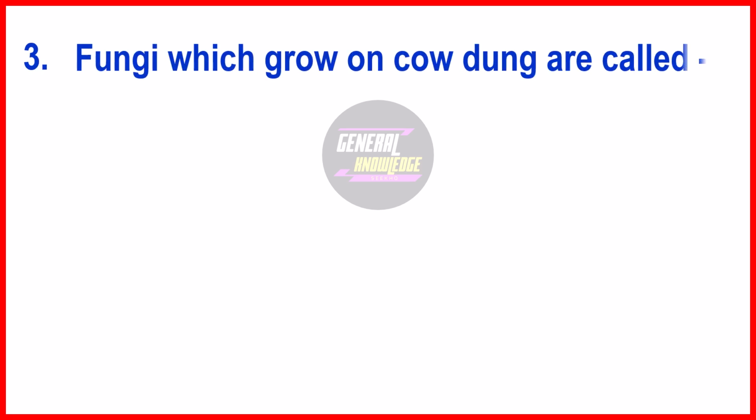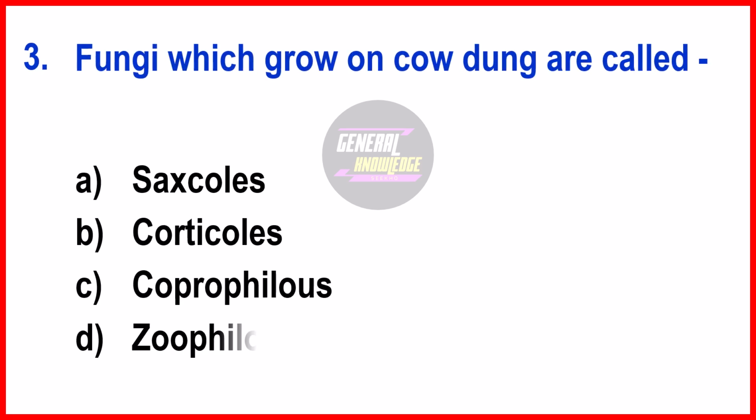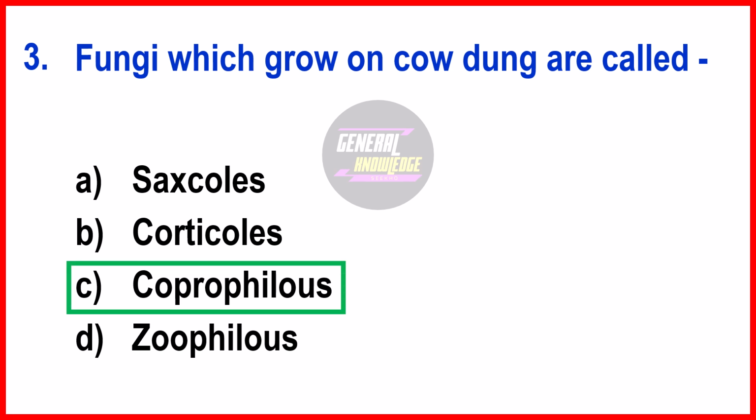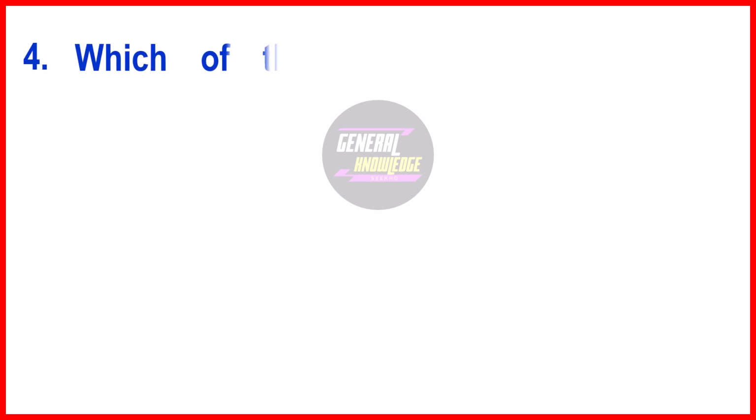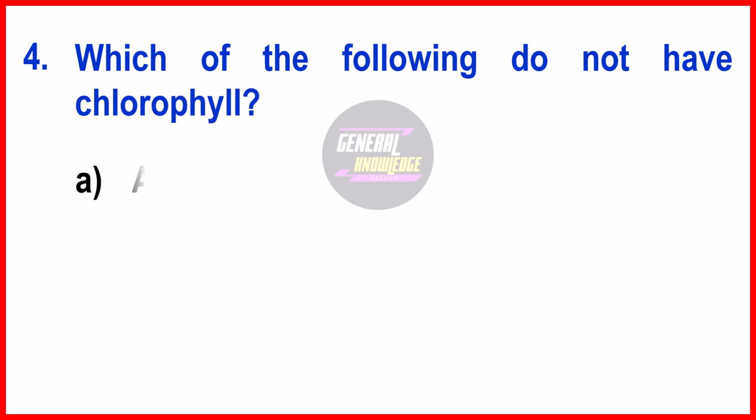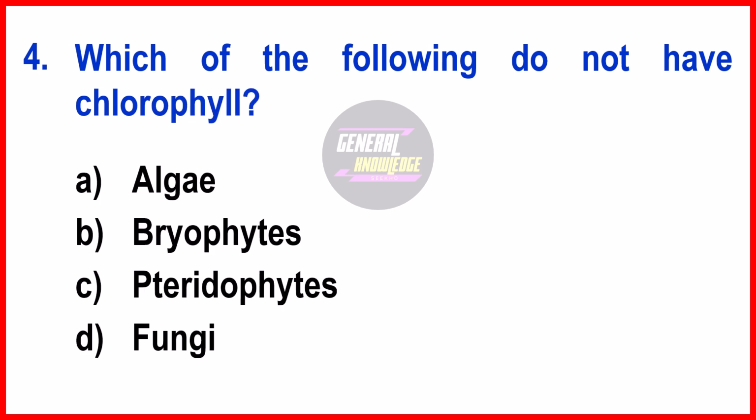Fungi which grow on cow dung are called. The right answer is option C, coprophilous. Which of the following do not have chlorophyll? The right answer is option D, fungi.